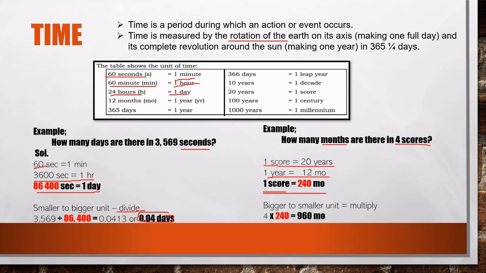So, ito ngayon ang gagamitin mo para ma-convert mo yung scores to months. So, since this is bigger unit to smaller unit, we are going to multiply. So, the given is 4 score times 240. The answer is 960 months. This will be your final answer.